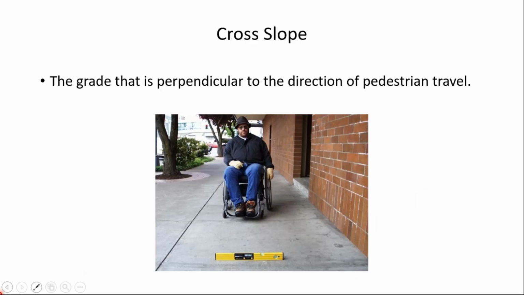Cross slope, that's the grade that is perpendicular or at right angles to the direction of pedestrian travel. So as you see here, this digital level is measuring the cross slope of that sidewalk.